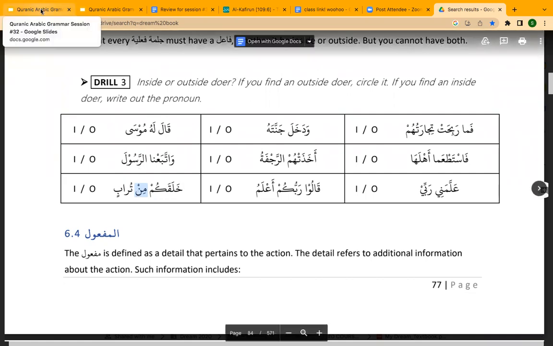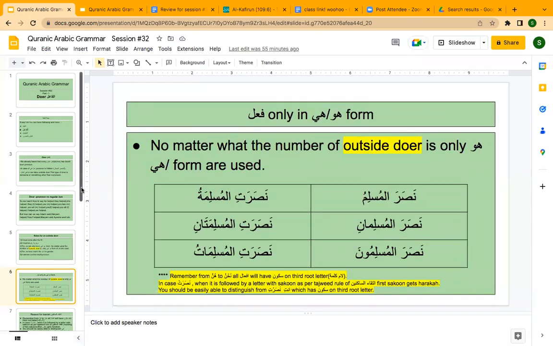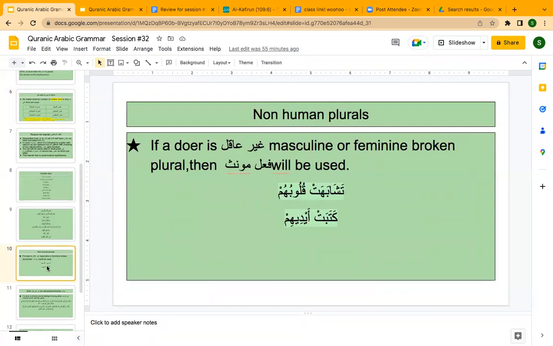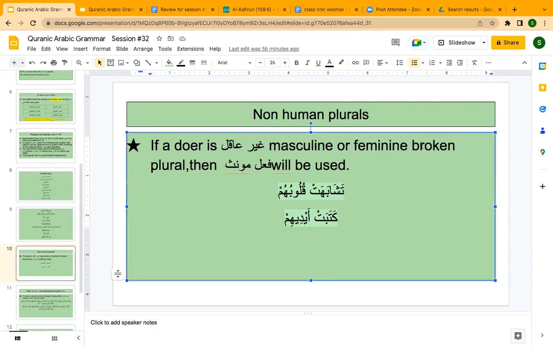So let's learn a little bit more about our outside doer before we do some more practice, okay? So remember one thing: when you have your non-human plurals, for every unintelligent being, masculine, feminine, broken plural, or a regular sound plural as well, your fail is going to be mu'annas, okay? Your hiya fa'alat is going to be used. Is this something clear or no? Everyone understood this? Alhamdulillah.